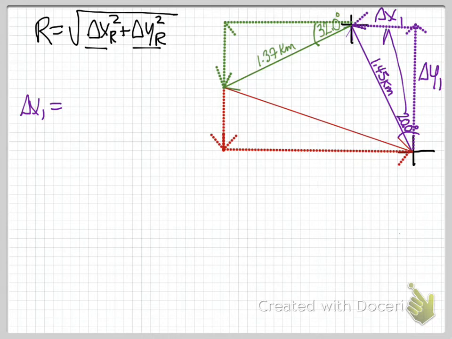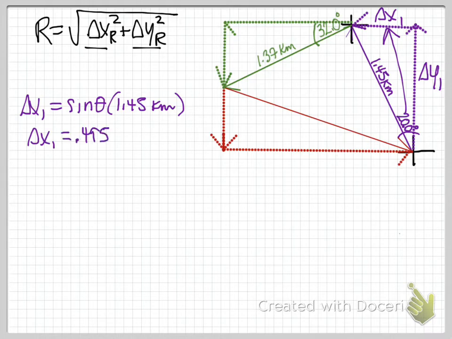Well, noticing that delta x1 is across from, opposite, that 20-degree angle, I know that delta x1 is going to be the sine of theta times 1.45 kilometers. In other words, delta x1 is 0.495929208 kilometers. And just to help myself out, I'm going to give myself a little arrow as a reminder that it's headed that direction.